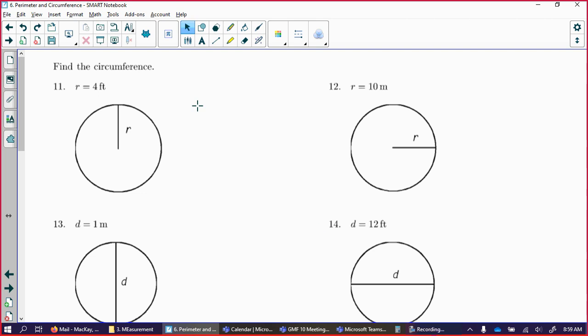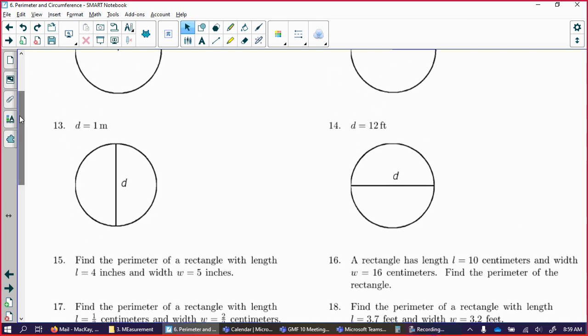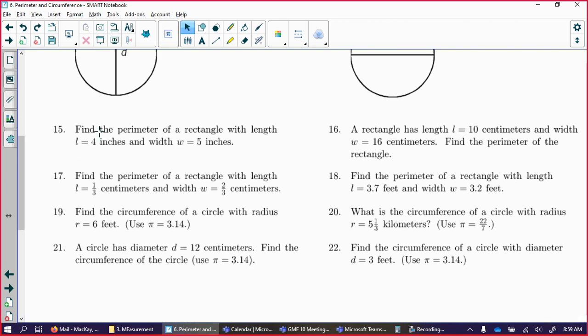We'll go back. So we have find the circumference of some circles. Wow, that one's boring. But we've got some perimeter of a rectangle. Rectangle is the length and width. Find the perimeter of the rectangle. Any one of these down here.